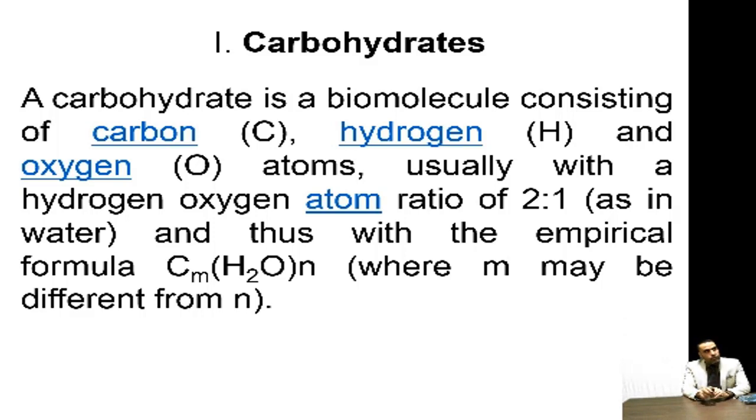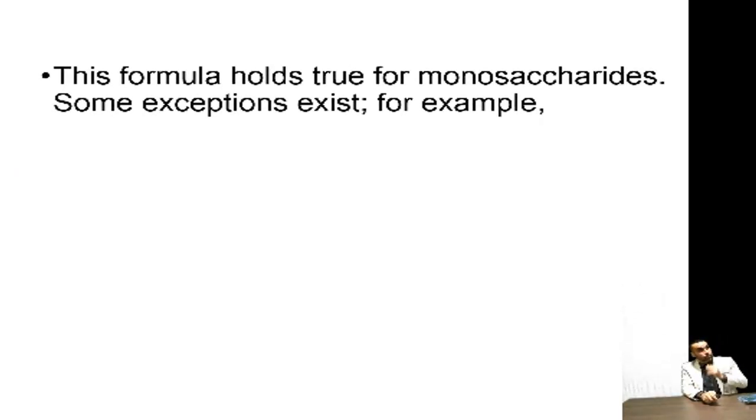In general, there is an expression usually used with a hydrogen to oxygen atom ratio of 2 to 1, exactly like water. This is the empirical formula of carbohydrates. We can see here carbon with M, H2O with N, where M may be different from N. But in general, we can see the formula holds true for the monosaccharides.